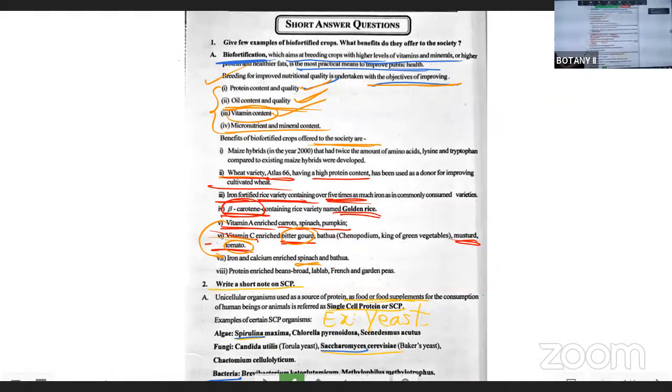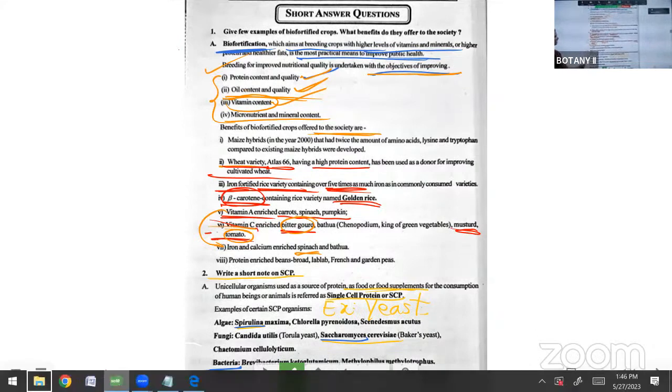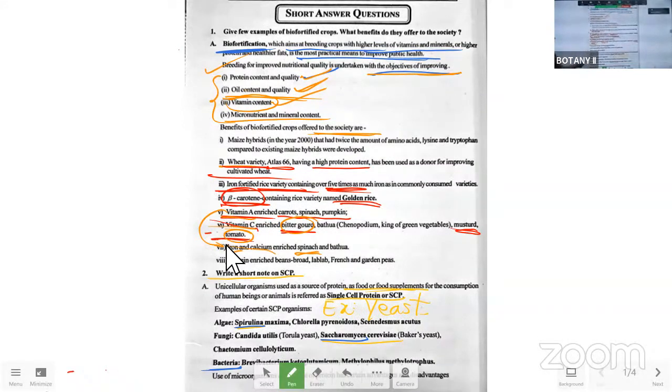Okay, so this is the most important one. If vitamin A is more, then iron and calcium will come automatically. If these 2 elements are good in the body, then this vitamin will be made by the body itself. So that's a plus point for our body only.